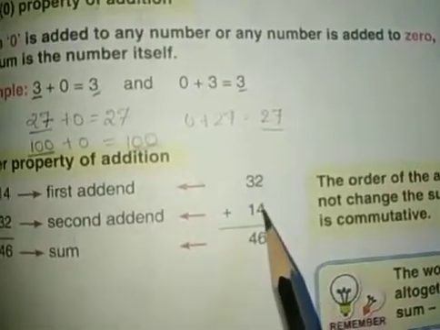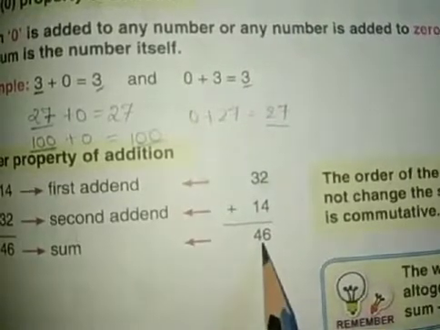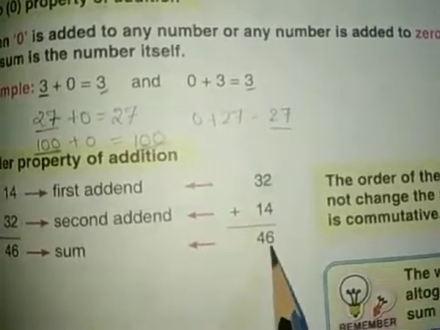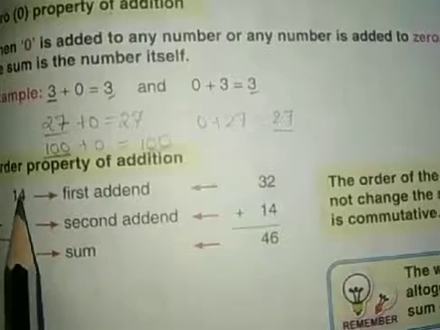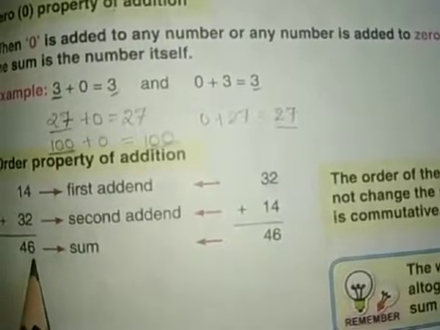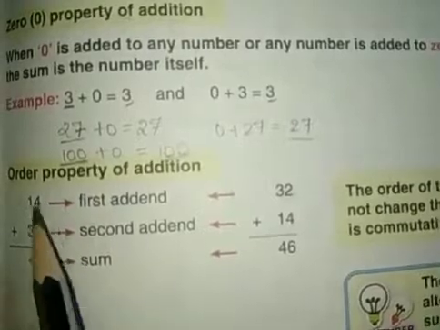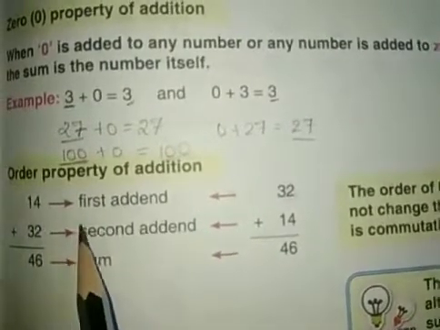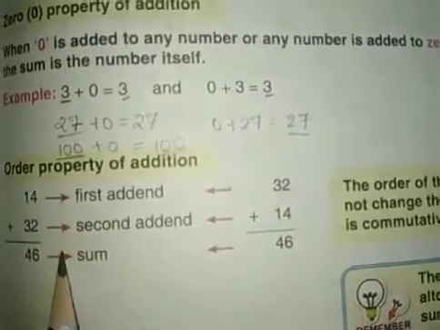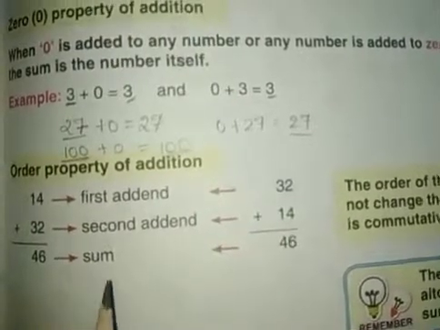32 plus 14 is 46. Yes. Here 14 plus 32 is also 46. So if you change the order of the addends, first and second, then the answer will be the same only.